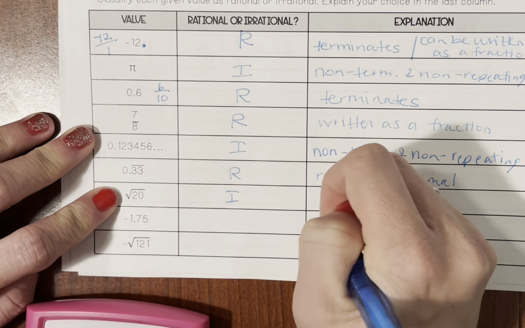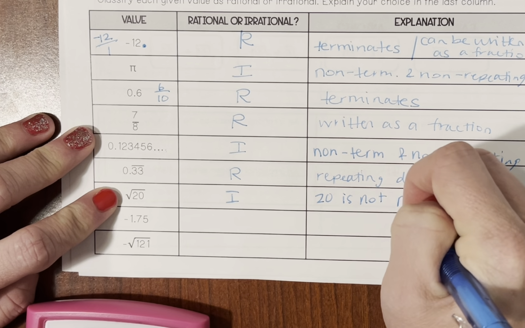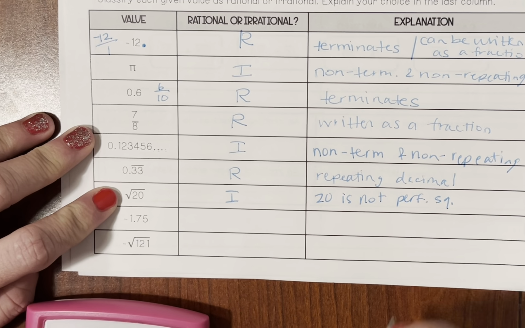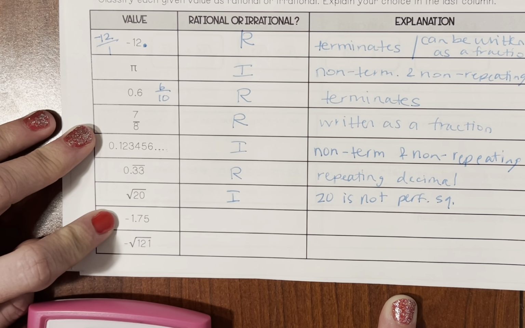Okay, and really the reason is because 20 is not a perfect square. There's not a number times itself that equals 20. 20 is 4 times 5, 2 times 10, 1 times 20, but none of those are a number times itself.